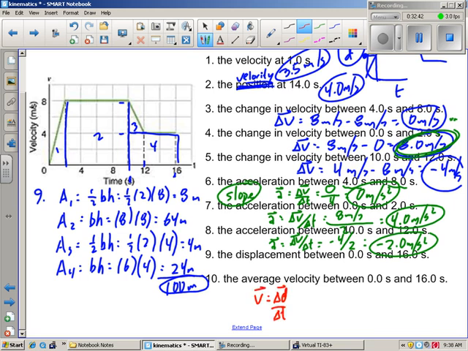The average velocity is the displacement over the time. Is this easy? Yeah, it should be, because we have the displacement. We just found it. The displacement is the area. The time is 16 seconds. So 100 divided by 16 is, I don't know, 6.25.